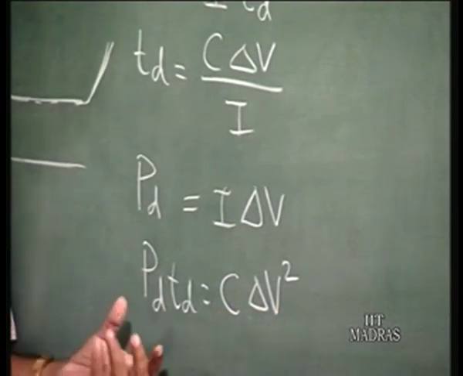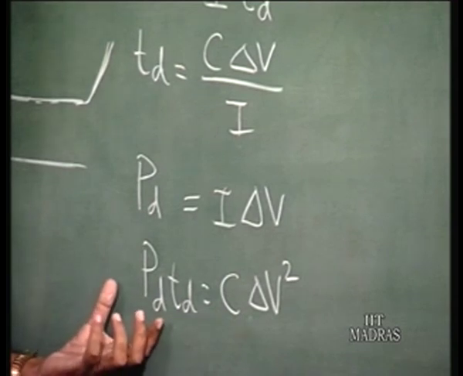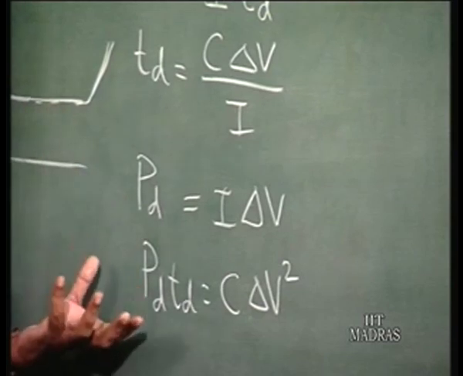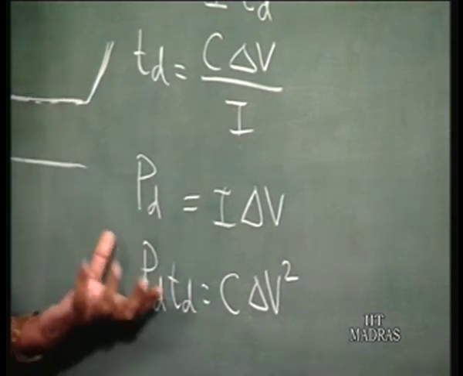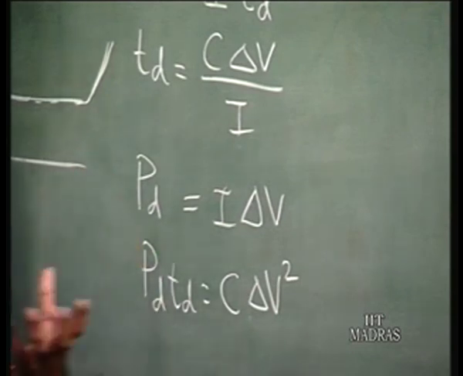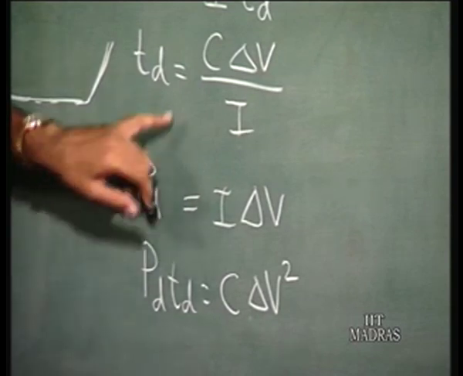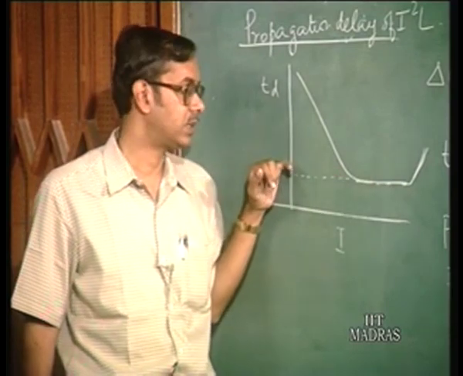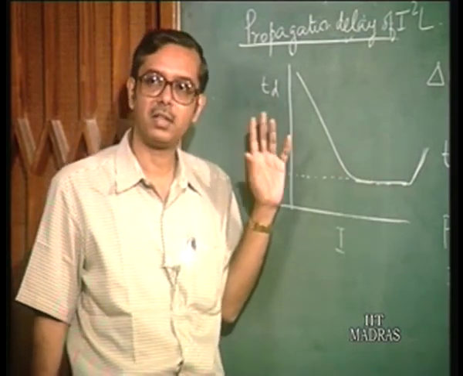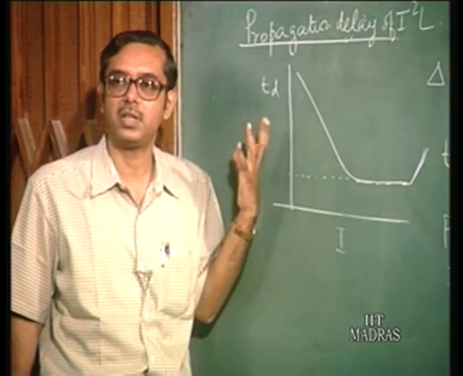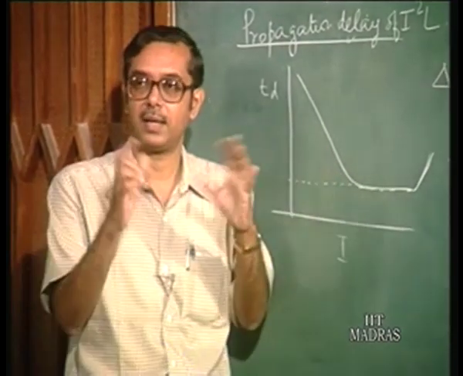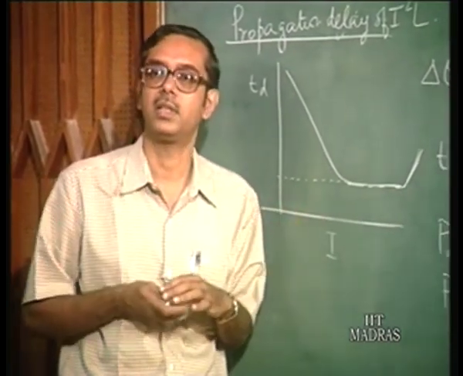And power delay products as low as 0.1 picojoules can be very easily achieved. So that is one plus point of I squared L. The power delay product in I squared L is quite low. But the problem is the delays are quite high. This minimum delay from the normal structure is usually around 10 nanoseconds or so. It is very difficult to go below that, because of the excessive charge stored in the device.